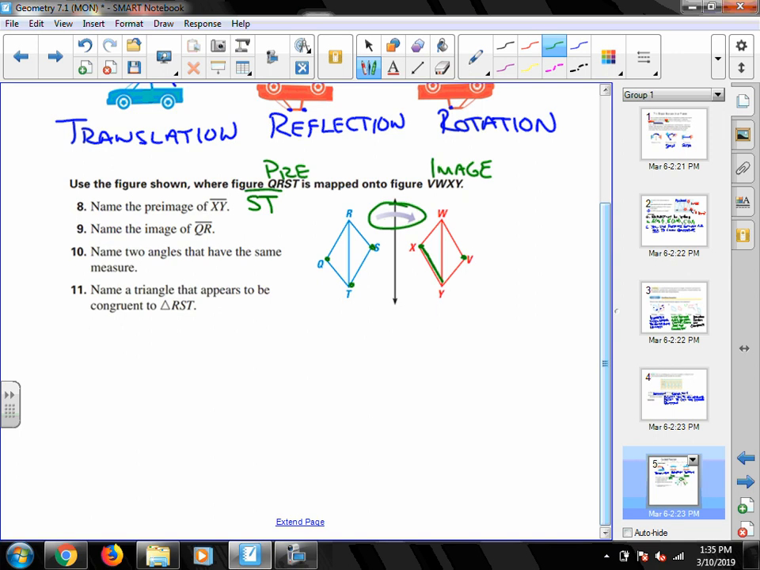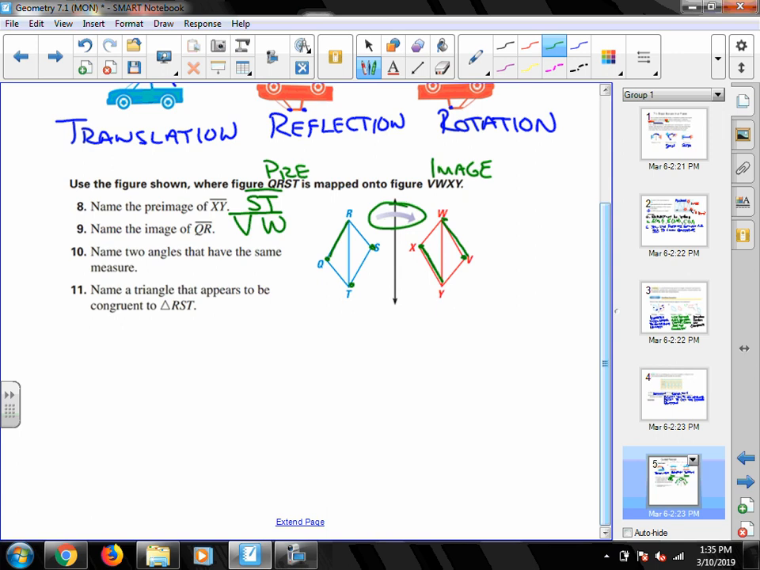We need to name the image of QR. So QR, again, farthest away, R is up top. V is farthest away, W is up top, so that has to be VW.